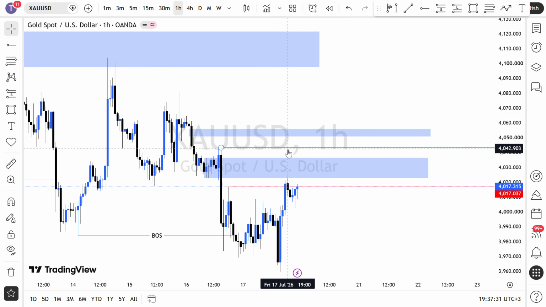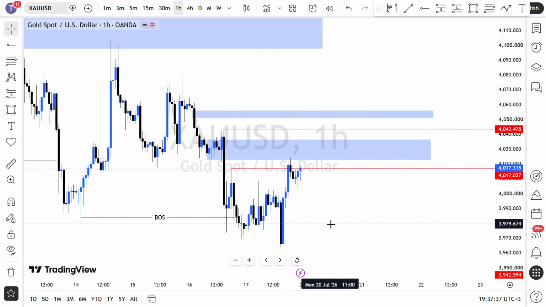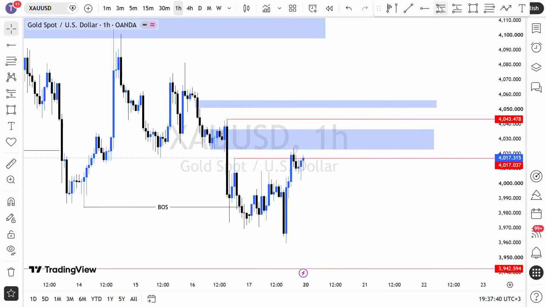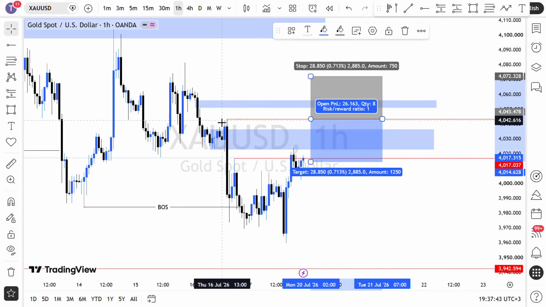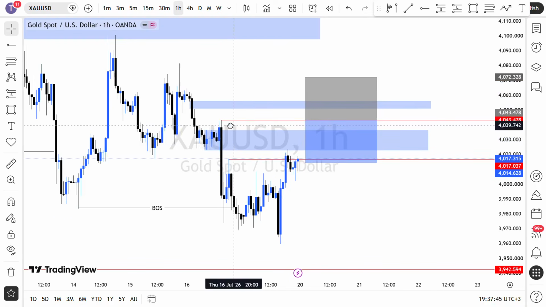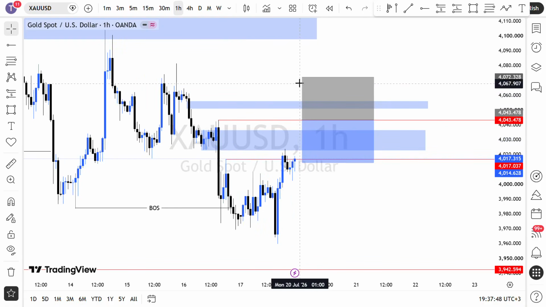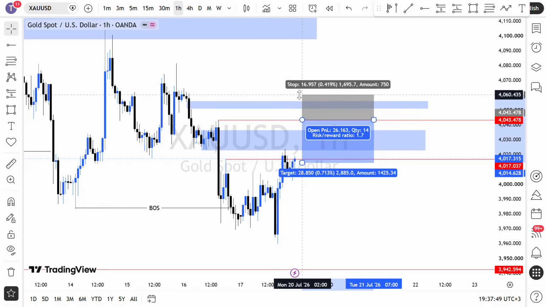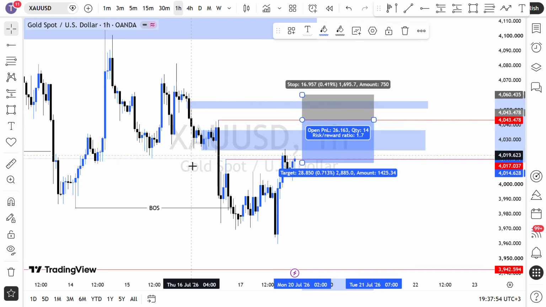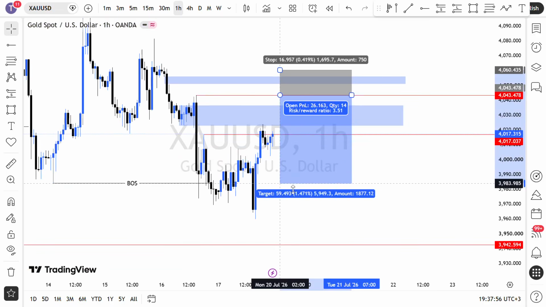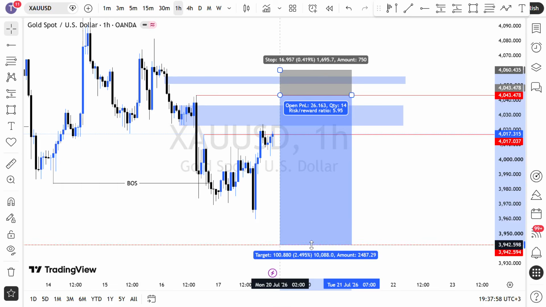Price can also take out that high and then tap into this fair value gap, and then we look for sells to the downside. As for me, I'm looking to take a trade once price takes out this high, and then for example, price comes into this fair value gap. We take our sell from that area, stop loss above that fair value gap, and then we'll be targeting the external liquidity.